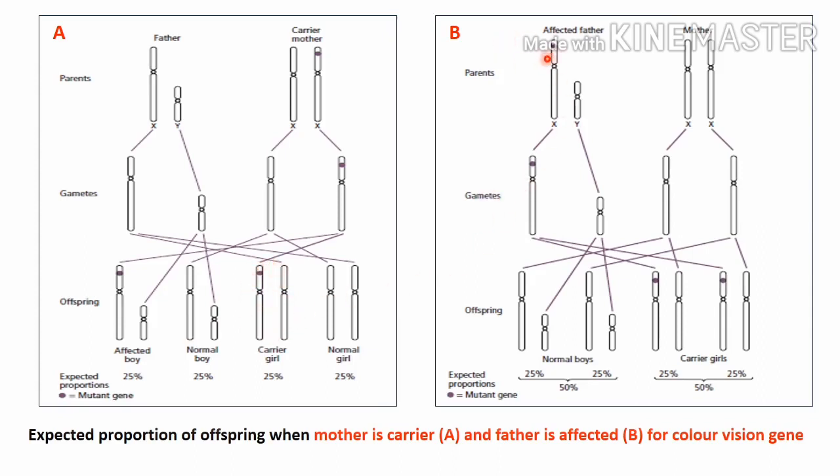In the other case, the father is affected, because a father can be either affected or normal. Here the father is affected because he has only one X chromosome, with a mutated allele. However, the mother is normal. After gamete formation, all the sons will be normal, because the father's X is transferred to his daughters. So here the girls will be carriers but normal in their life, and all the sons will be normal. Thank you.